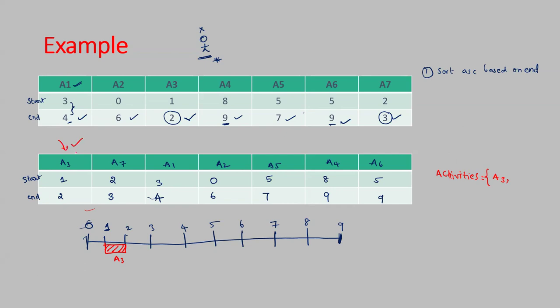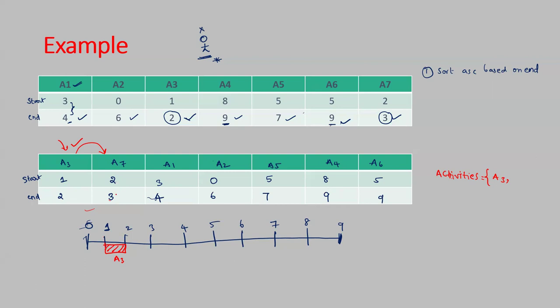Next, once it is completed, he or she will need to check what the next task available is. So what is the next activity? A7. When it is starting, 2. When it is ending, 3. So is this time overlapping with the activity which I have already chosen? No. Previously chosen timings 1 to 2.